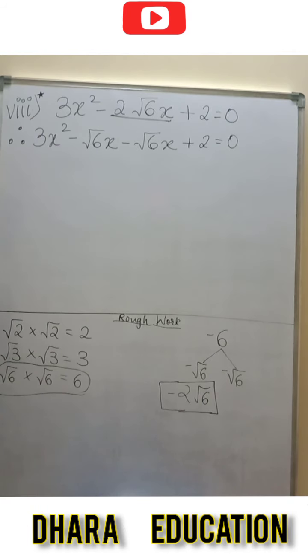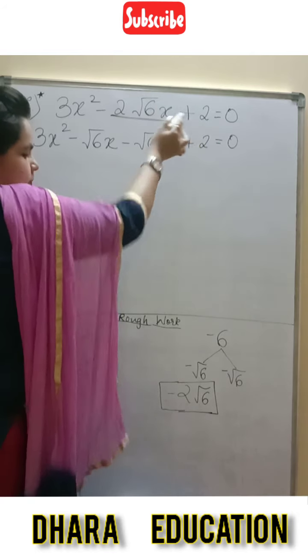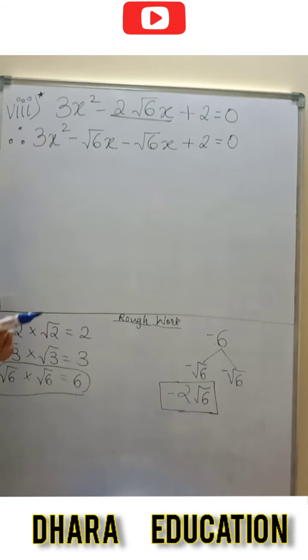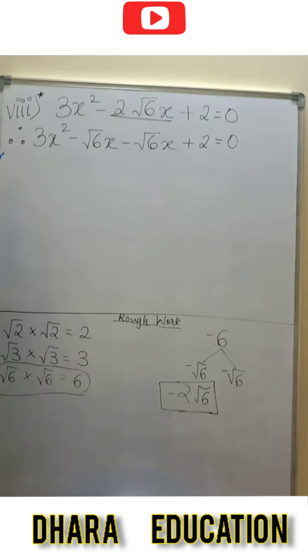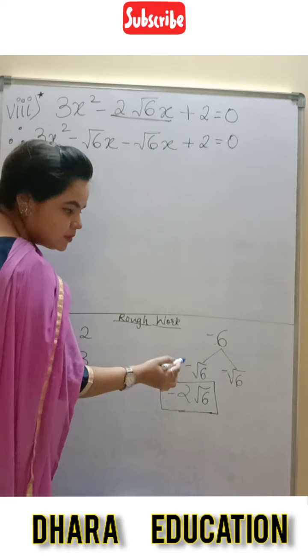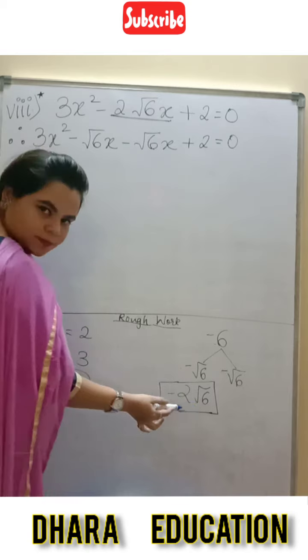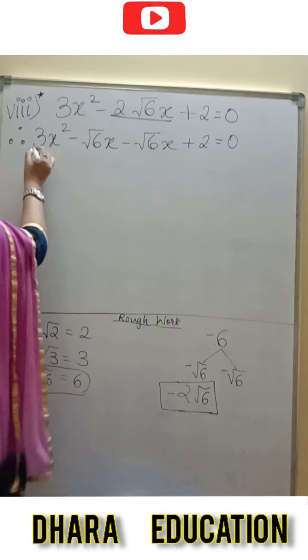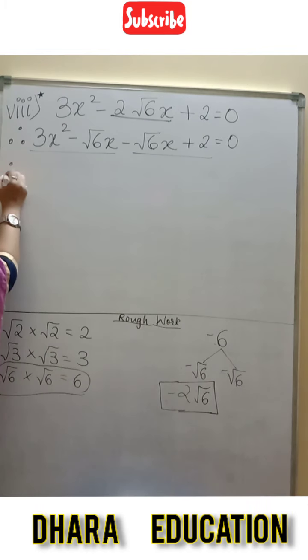I am repeating once again, minus 6 because the first term will multiply with the third term which gives us 6. As we cannot take any other factors which will fulfill our middle term, that is the only reason we have taken these factors, minus root 6 minus root 6 gives you minus 2 root 6. Am I clear on this point? Now the next step will be pairing of these factors. For this pairing of the factors, I am going to show you over here.